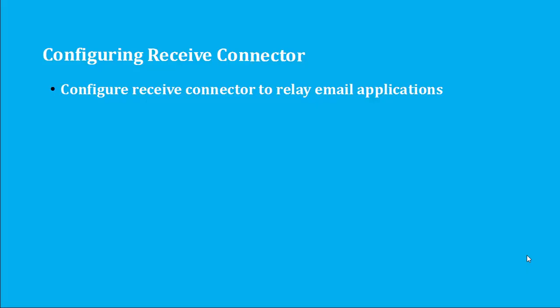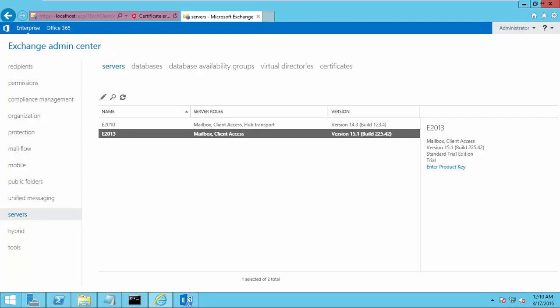Configure receive connector to relay email application. You might have configured so many receive connectors in your Exchange 2010. You have to reconfigure the receive connectors in Exchange 2016 for your applications, notifications and other SMTP devices to run properly. Let us see how to do it.